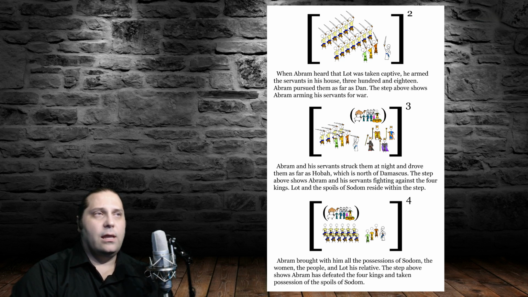Step 4. Abram brought with him all the possessions of Sodom, the women, the people, and Lot his relative. The step above shows Abram has defeated the 4 kings and taken possession of the spoils of Sodom.